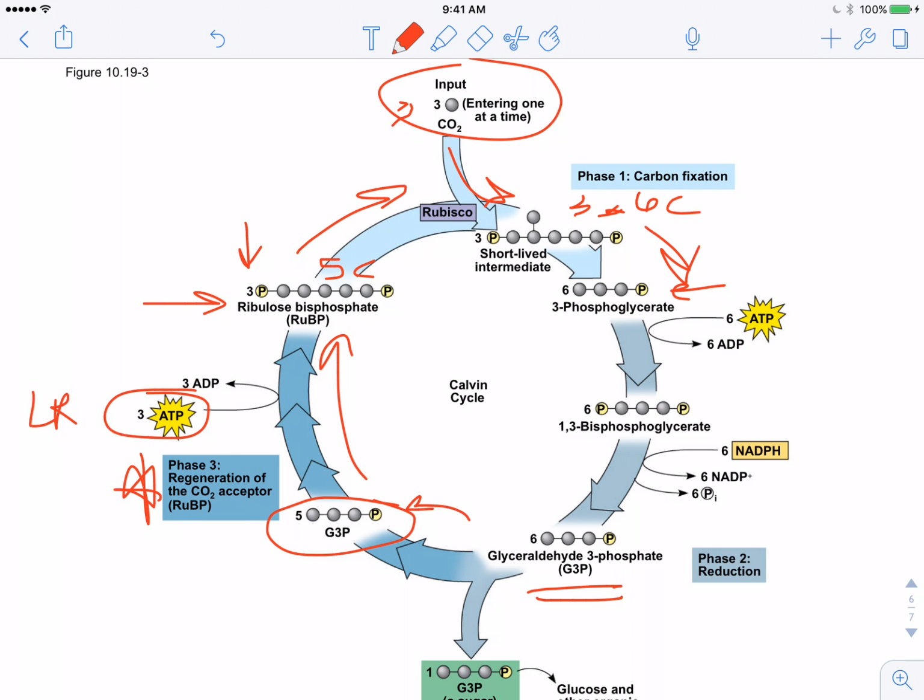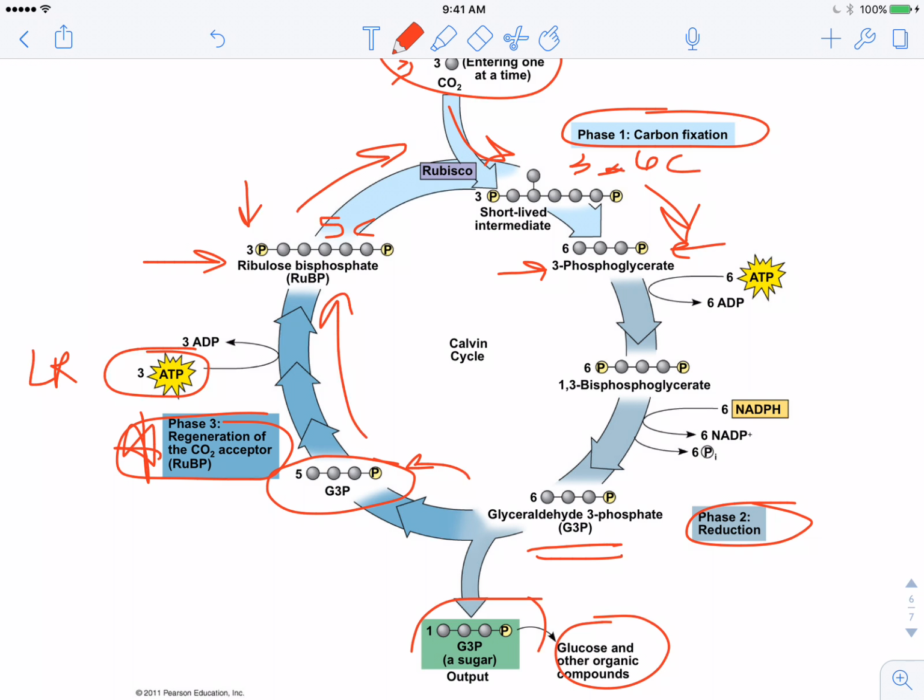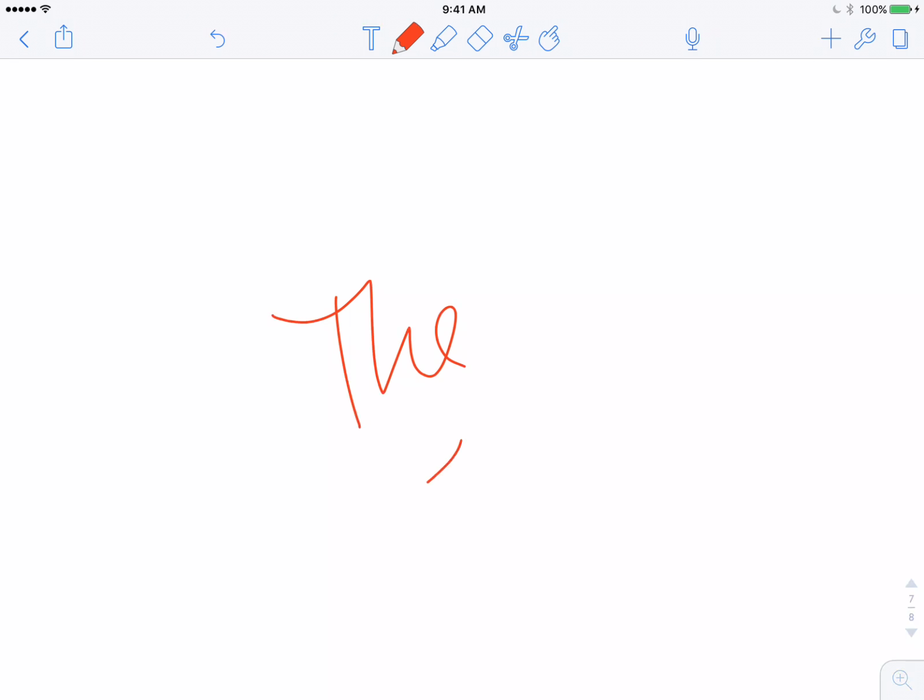All right, so each phase, you got carbon fixation, reduction, and regeneration of the acceptor. Make sure, again, you don't have to know all the details of the names and everything like that, but you do need to know how we get the energy in glucose and where that G3P exits the cycle so that it can form glucose. All right, and that basically is photosynthesis. The end.